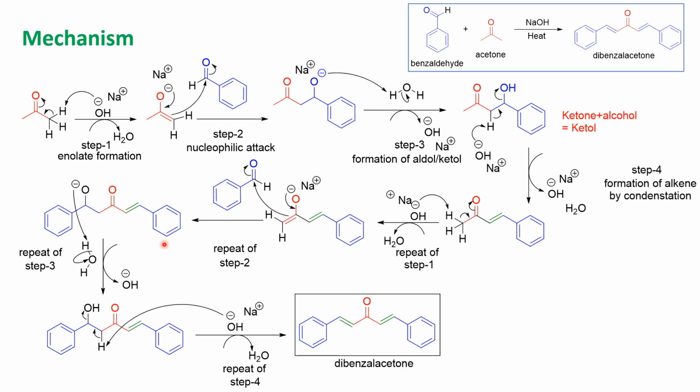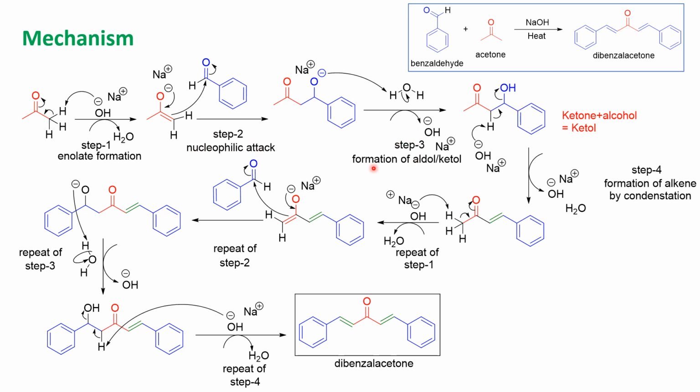Let's talk about the mechanism. The mechanism looks scary, but it's pretty simple. The alpha hydrogen present on acetone has been extracted by the hydroxyl group present in sodium hydroxide to form water, and the enolate anion forms. So this is the step 1, enolate formation. And then since the enolate acts as a nucleophile, it attacks the electrophilic carbon-oxygen double bond present in benzaldehyde, forming a species like this. So step 2 is nucleophilic attack.